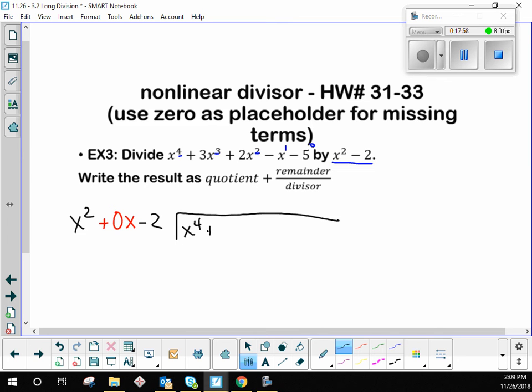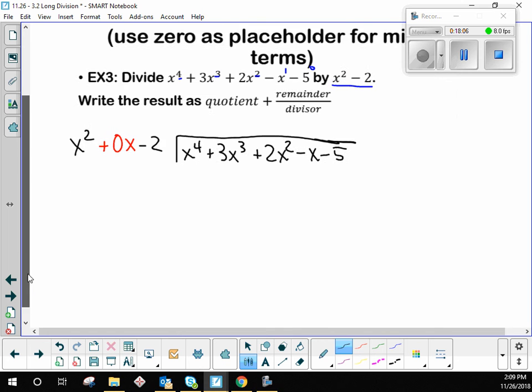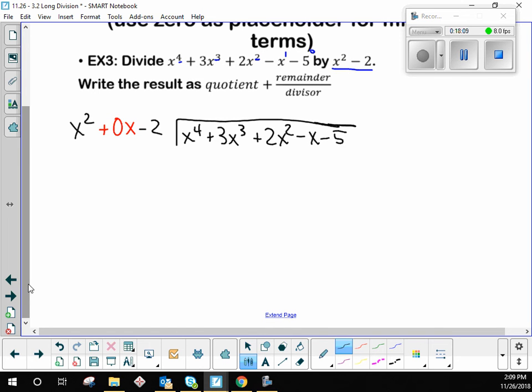X to the 4th. Oh my goodness. I'm going to do one cycle, or whatever you want to call it, and then I'll let you finish it on your own. We start with the first terms. X squared times what would give me x to the 4th? X squared. Where am I going to put that x squared? Above the 2x squared, right? So note I'm skipping the whole first two terms, that's fine. And I'm going to put x squared right here.